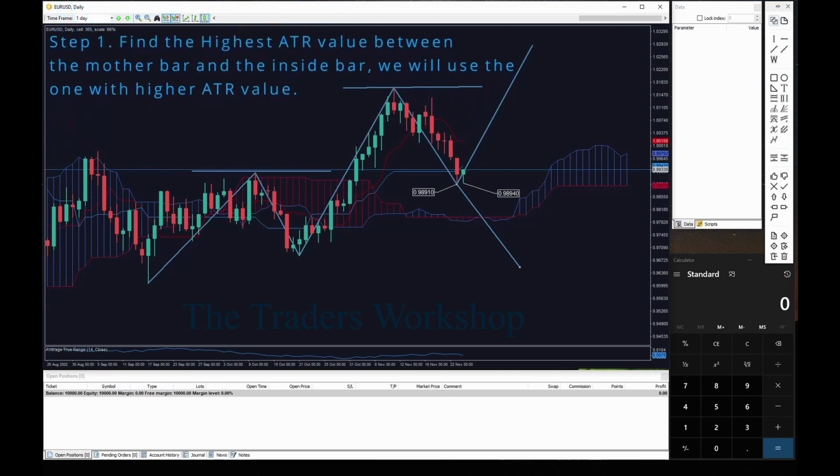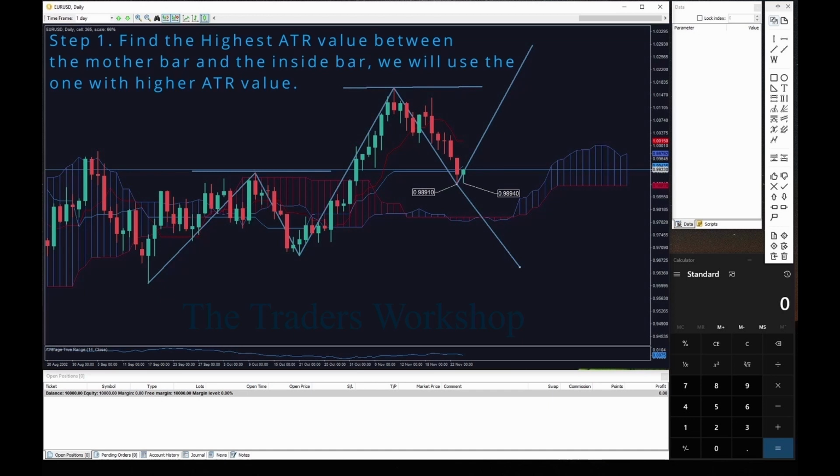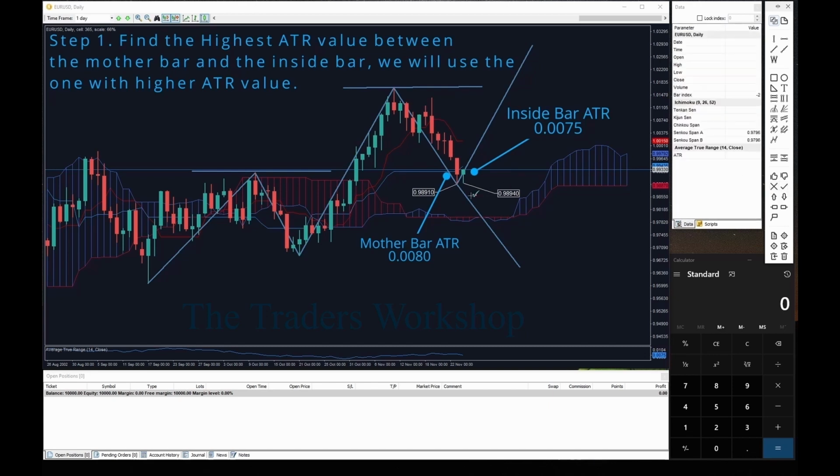Step 1. We need to find the highest average true range value between the mother bar and the inside bar. We will use the one with the higher ATR value. Now, focus your attention on our data window, while I hover my mouse on the candles. The inside bar has 0.0075 ATR. Mother bar has 0.0080 ATR, and is higher than the ATR of the inside bar. We will use the ATR of the mother bar. Let me just remove these drawings so that we can clearly see the charts.